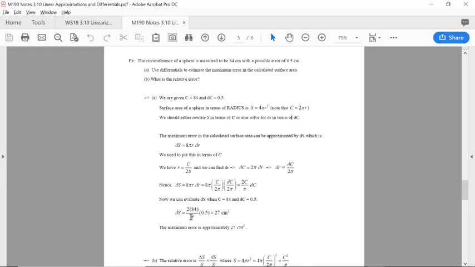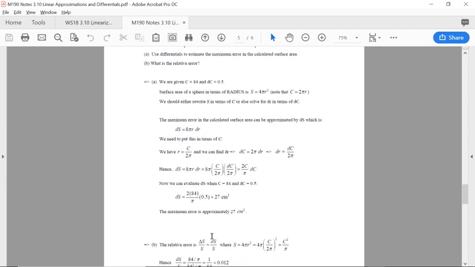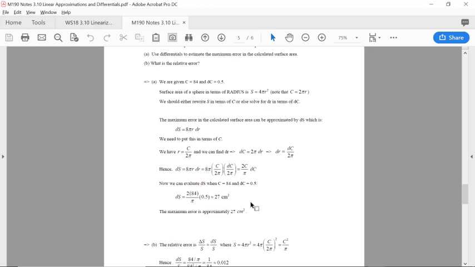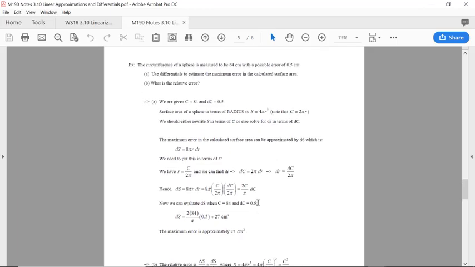Centimeters squared. So the maximum error is approximately 27 square centimeters. So for part B, I say, well, what is the relative error? Is this 27 square centimeters a very high amount of error for this problem, or is it in fact a small amount of error? Well, it depends on how large the error would be if we had used 84 centimeters.